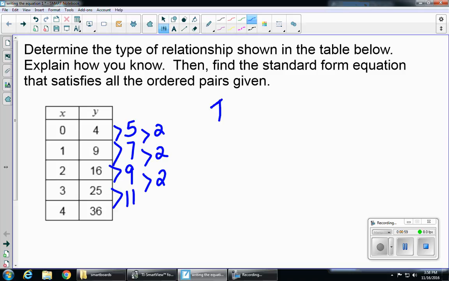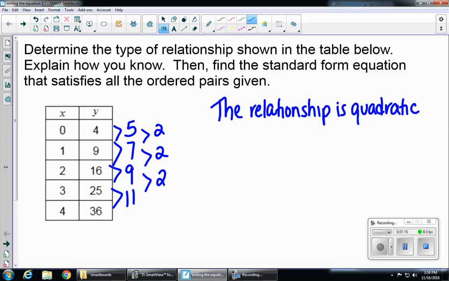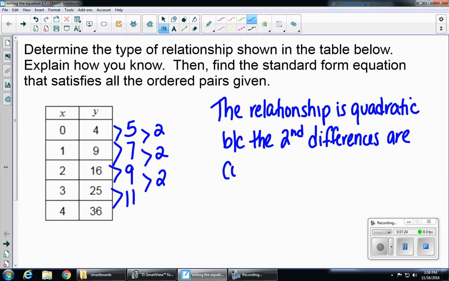So I'm going to write that to answer the first part of the question. The relationship is quadratic because the second differences are constant. Now, that's the first part of this question. The second part now wants us to write the equation.